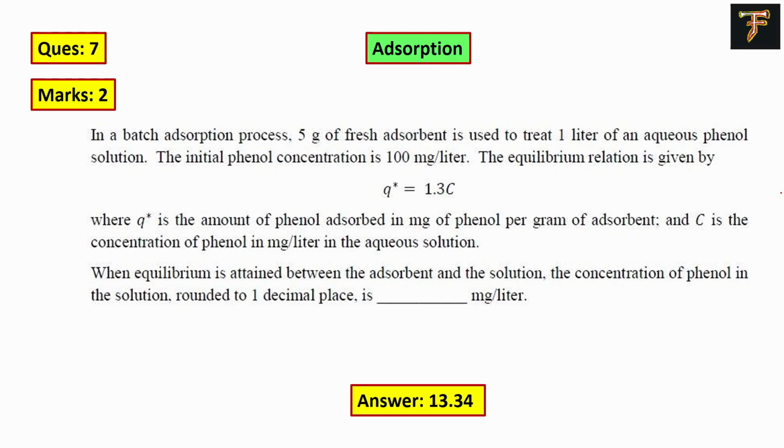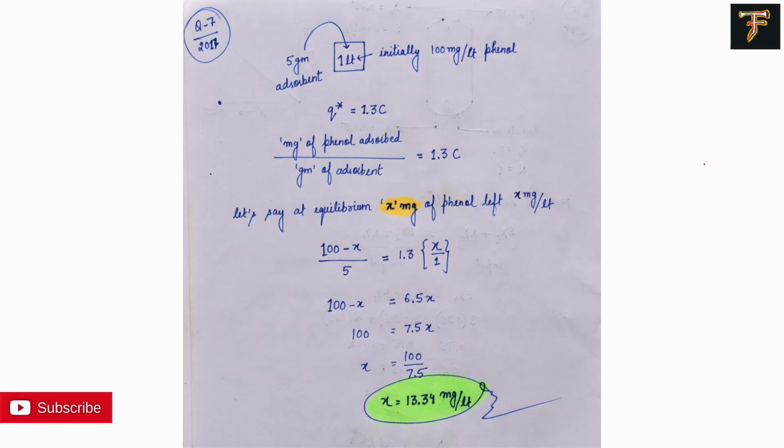So how exactly did I use it here? If you look at the question, they mentioned that we have 1 liter of system, out of which 100 milligram per liter phenol is there in that 1 liter. So 1 liter with 100 milligram of phenol is available to us, and you are using 5 gram of adsorbent to remove some amount of phenol from that batch system. At any point of time the equilibrium relation is given as Q star equal to 1.3 C.